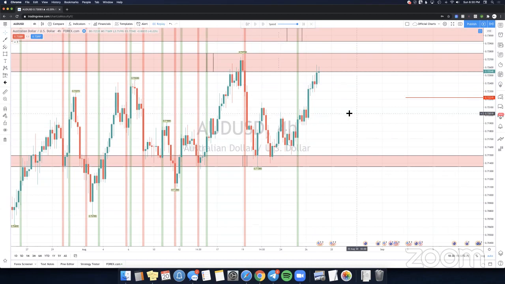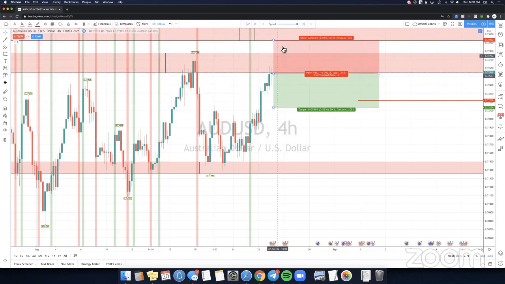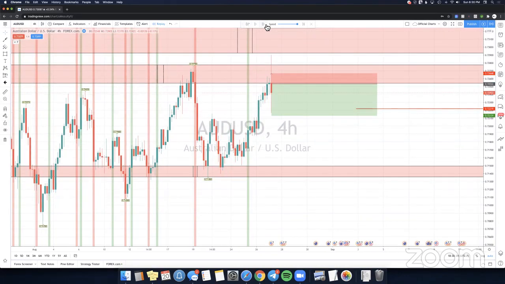So if you see this right here, you see this nice rejection, right? So people are thinking it's going to come down. So what they do is they do a 1 to 3 risk reward. A lot of people give me shit for doing 1 to 1, but this is the reason why I do 1 to 1, because if you did 1 to 3, something like this, you get stopped out.